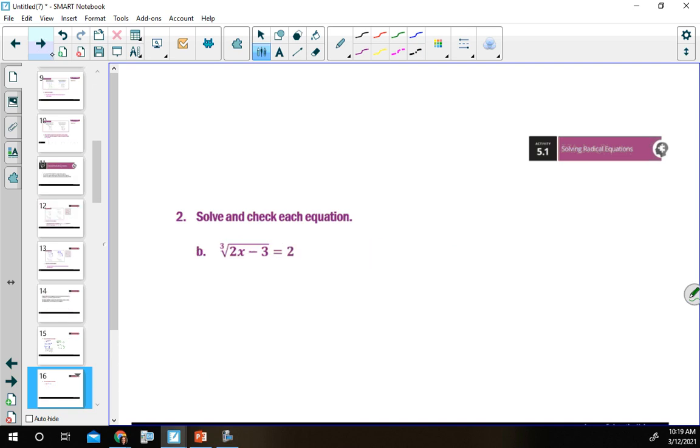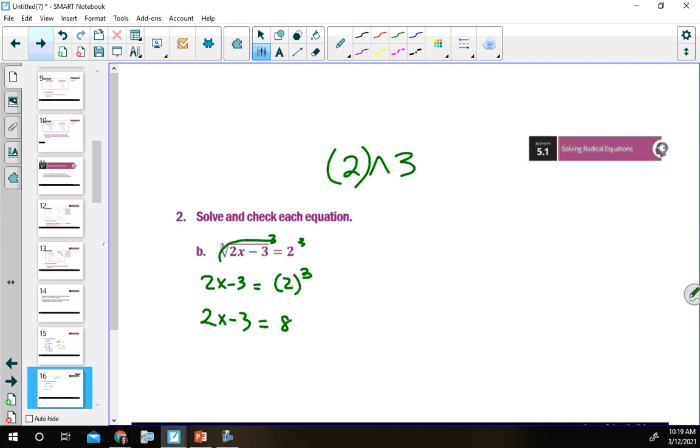Okay, this next one here, everything's underneath that cube root, so I need to get rid of the cube root first. So I'm going to cube both sides to cancel this. Okay, remember if you need to type 2 cubed in your calculator, do 2 caret 3. Okay, and then put it in parentheses just like I did. So this is going to give you 8. Now I can just solve for x. So I'm going to add 3 to get 11 and divide by 2 to get 5.5.